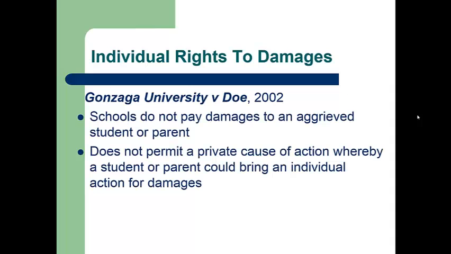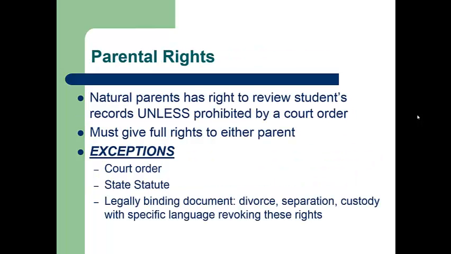A case of Gonzaga versus Doe talks a little bit about this. Schools do not pay damages to aggrieved students or parents. It does not permit a private cause of action whereby a student or parent could bring an individual action for damages. In other words, it's saying that there are no punitive damages here allowed to parents.